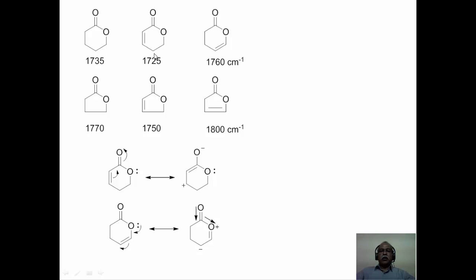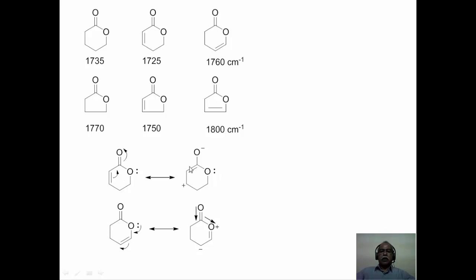Now what happens when you do an alpha beta unsaturation to this molecule? In other words, this is an unsaturated lactone. In this particular case, the value decreases by 10 inverse centimeter to 1725. And when you have the unsaturation closer to the oxygen of the lactone rather than closer to the carbonyl, in other words, this unsaturation is in conjugation with the carbonyl, whereas this unsaturation is in conjugation with the oxygen of the lactone.